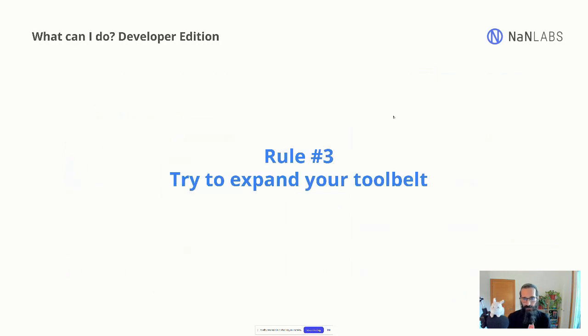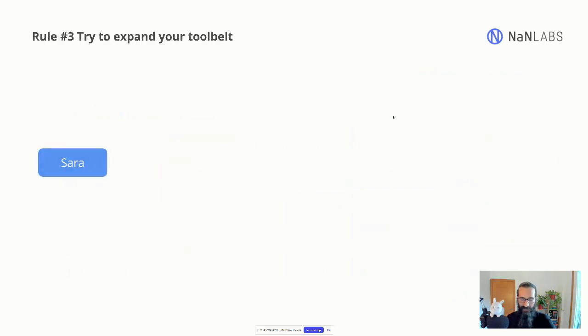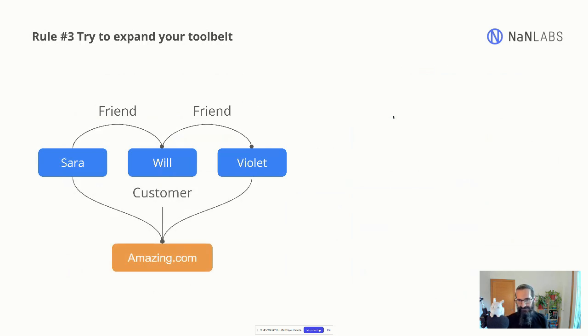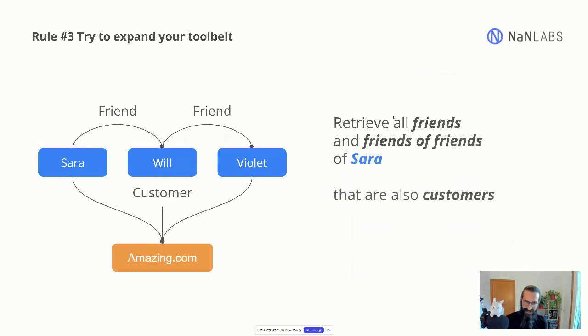And rule number 3, try to expand your toolset. And I have a really funny example, I guess. It is based on a real example, or a reflection of one. Let's say that I have the following model. I have Sarah. Sarah is a friend of Will. Will is a friend of Violet. And they are all customers of Amazing.com. You might see where I'm going, but bear with me. And let's say that I want to pose the following query. Retrieve all friends and friends of friends, so two-level indirection, of Sarah, that are also customers of Amazing.com.